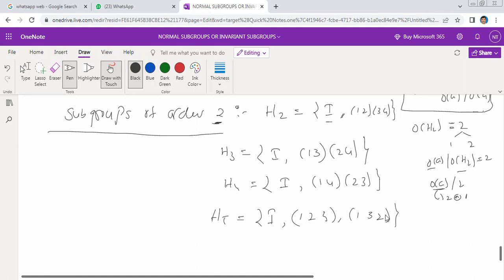No, because we know that element order always divides the group order. The group order should be 2. The order of this element is 3. It has exceeded, so it is not possible here. Right? Only H2, H3, H4. These are the 3 subgroups of order 2.